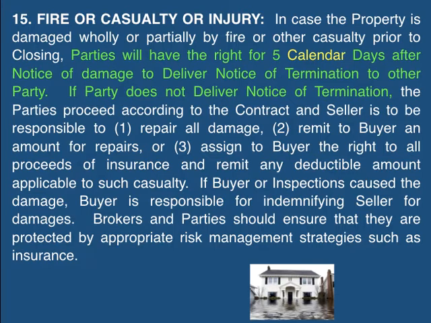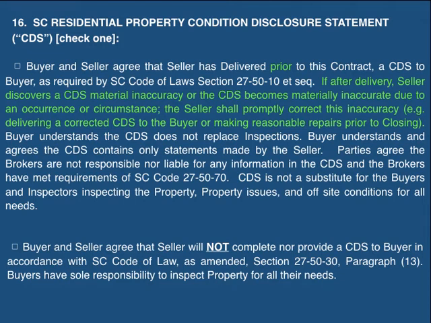Just don't ignore it. Next, we look at number 16 on the contract, the South Carolina Residential Property Condition Disclosure Statement. It's called the CDS. The instructions there say check a box, check one. It's either or, not both. First of all, it's buyer and seller agreed that the seller has delivered prior to this contract a CDS to the buyer as required by the South Carolina Code of Laws, section 27-50-10. Please note that this is saying that the seller has delivered prior to the writing of this offer.